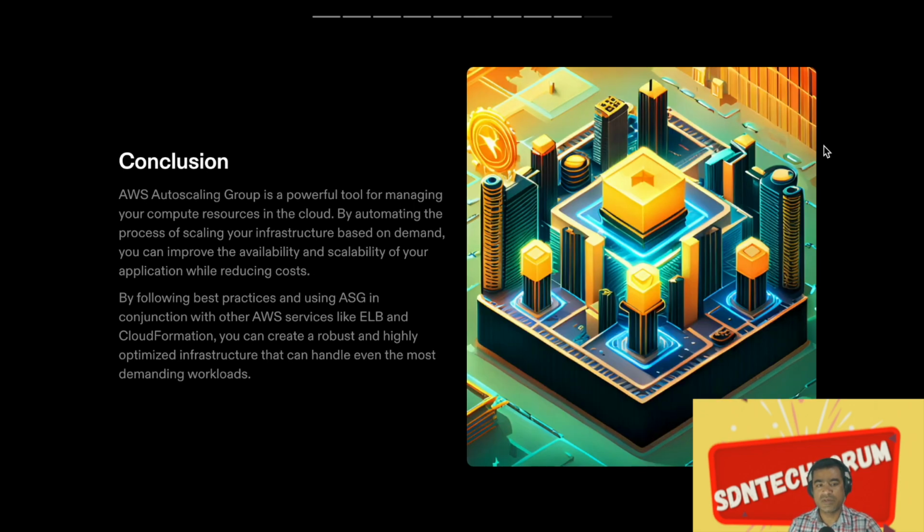Conclusion: obviously, AWS Auto Scaling Group is a powerful tool for managing your compute resources in the cloud. By automating the process of scaling your infrastructure based on demand, you can improve the availability and scalability of your application while reducing the cost. Right, and also these concepts can run very well with ELB and CloudFormation, and make sure there is accuracy and any misconfigurations and other things are handled by orchestration. So this is all about load balancers and ASG.